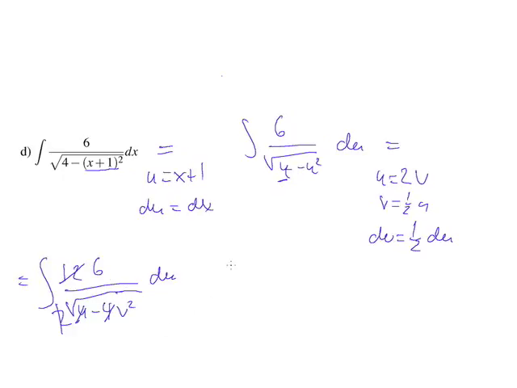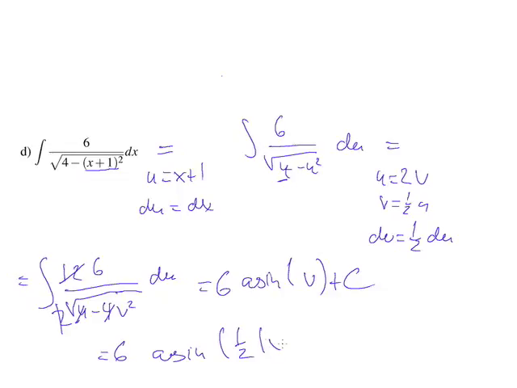So we now have 6 as a factor. Now we have 1 over the square root of 1 minus v squared. This is the inverse sine of v plus c. Substituting back gives us 6 times the inverse sine. V was 1/2 u and u was x plus 1, so 1/2 (x plus 1) plus c.